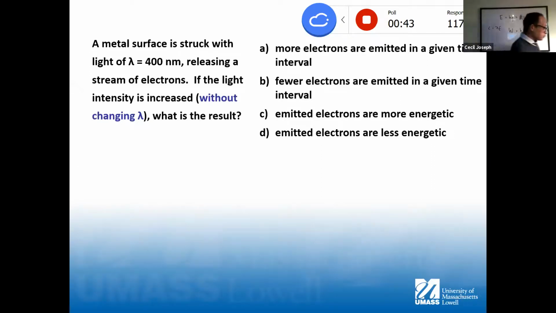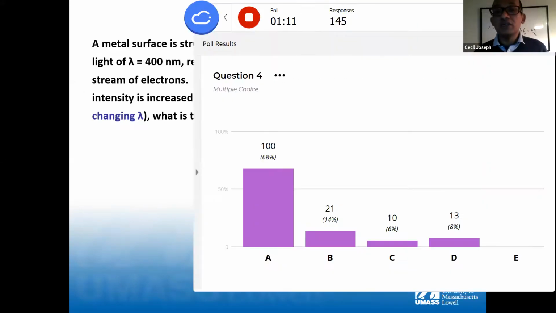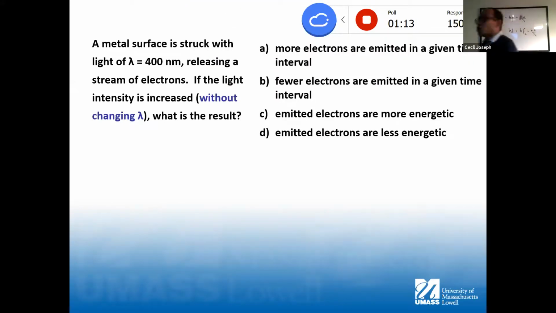So if I have a beam of 400 nanometer photons, then the total energy in that beam is the total number of 400 nanometer photons I have multiplied by the energy of a single 400 nanometer photon. So the way you increase intensity is you put in more photons. So now if I have more photons incident on this metal surface, what should happen? Remember, each photon is capable of ejecting an electron in this case, and I am now just hitting it with more photons.